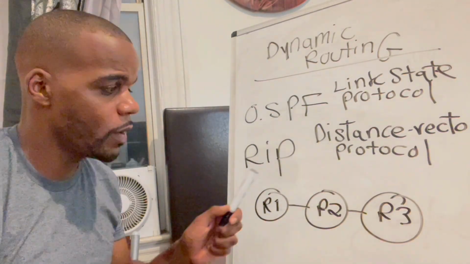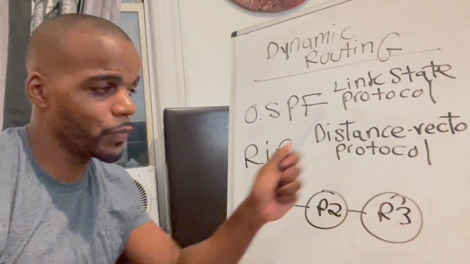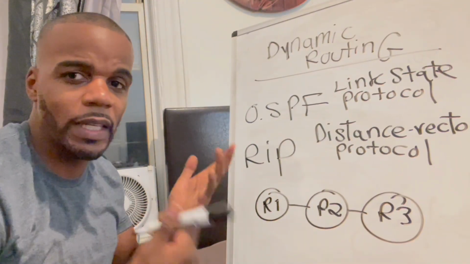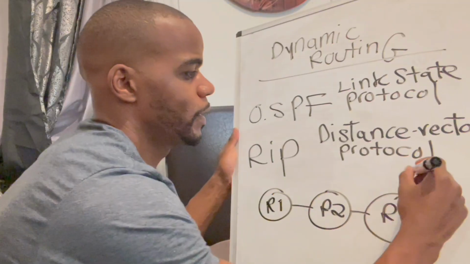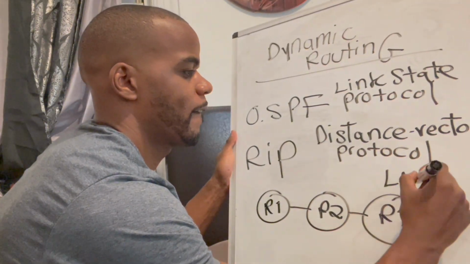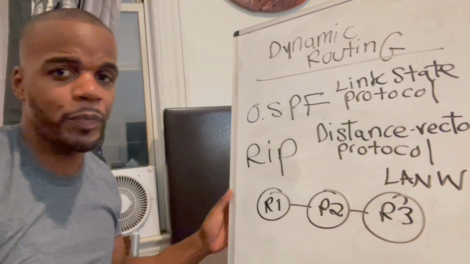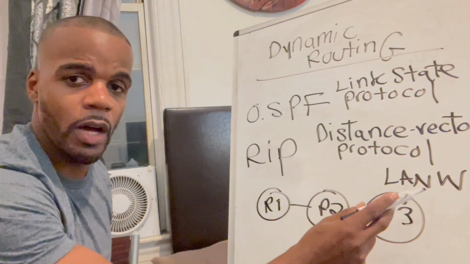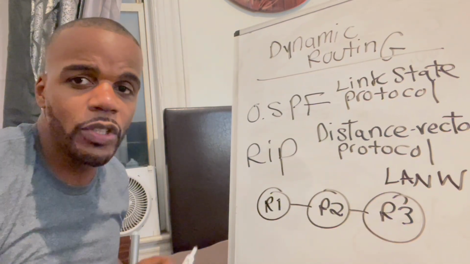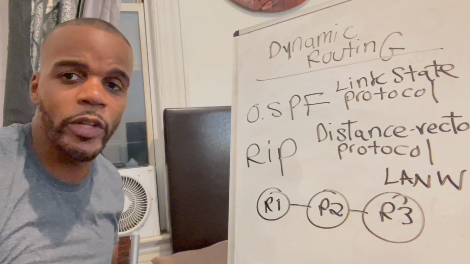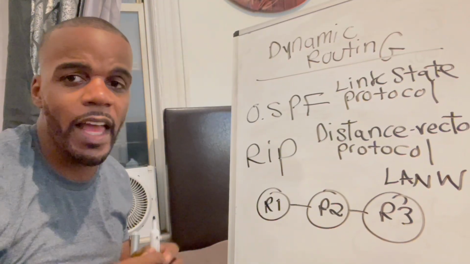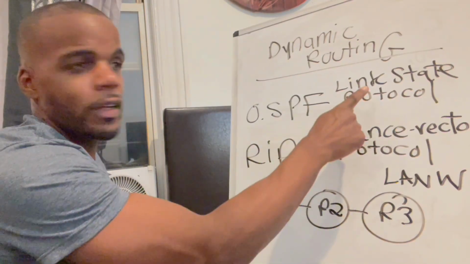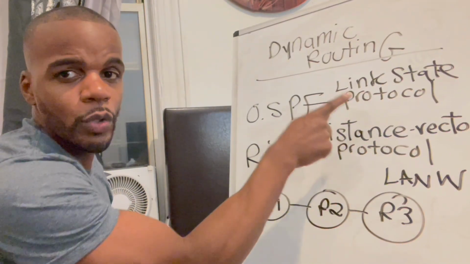R1 wants to send a packet to the other side. And let me just put LAN W. LAN W, right? R1 wants to send a packet to the other side, but R1 doesn't know how to and doesn't know where to begin, because it can't see the entire network like a link state protocol can.